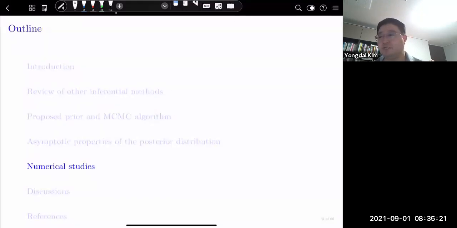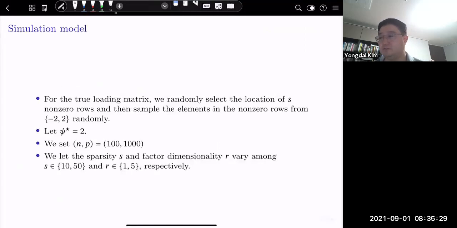Okay, let me briefly show the results of numerical studies. I did a very simple simulation experiment. For given P and R, we select the as many row vectors randomly out of P row vectors. For the selected non-zero rows, we generate the factor loadings from -2 or 2 randomly. We let the true noise variance be 2. Then we vary the true sparsity and factor dimensionality such that the true sparsity is either 10 or 15, and the true factor dimensionality is either 1 or 5.